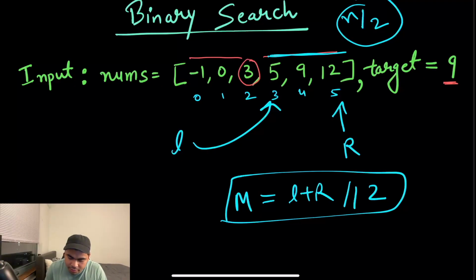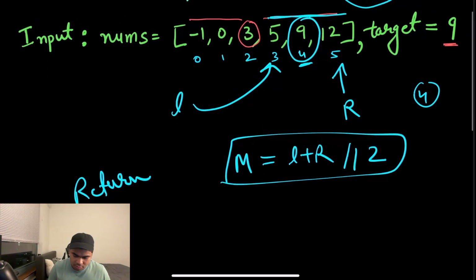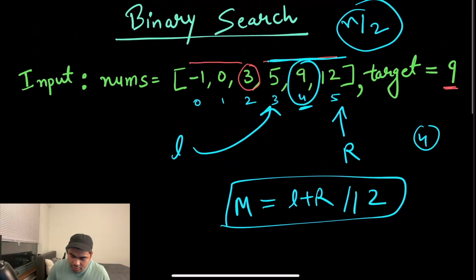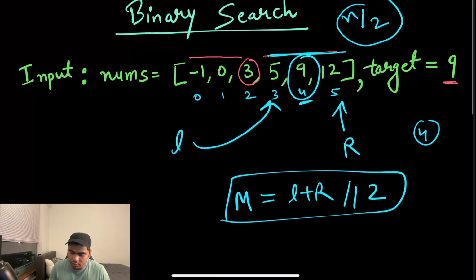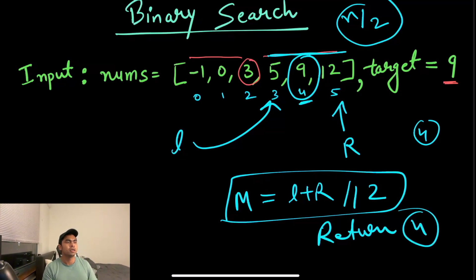We're going to find the mid, which this time will be (3 plus 5) divided by 2, which gives us 4, and index 4 is 9. Now we check if this is equal to 9. Yes, then we will return 4. I don't know why I have just written it, because it's hidden. So this will return 4. So return 4, this is our answer.